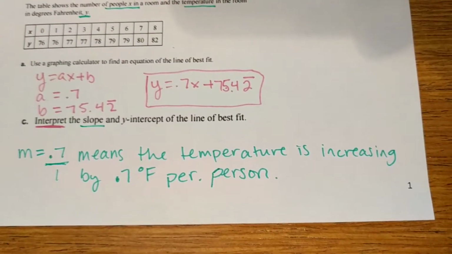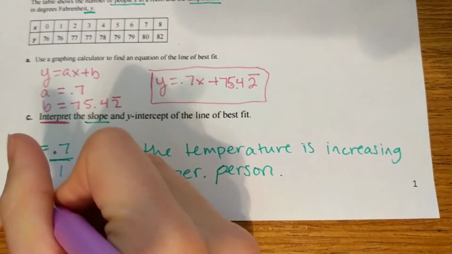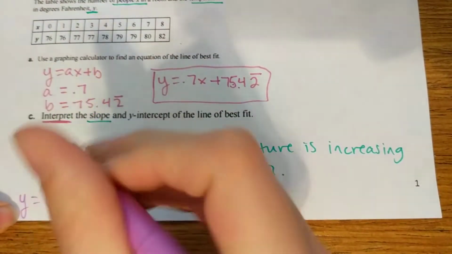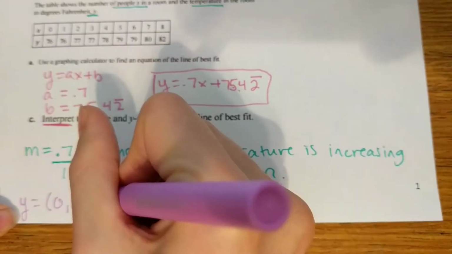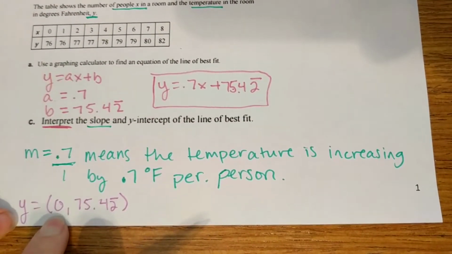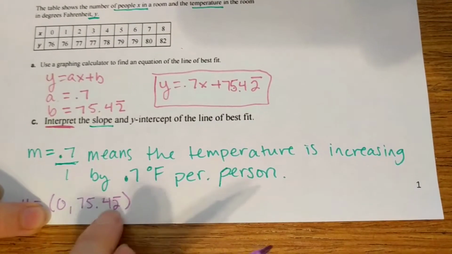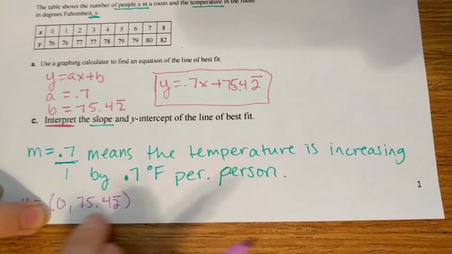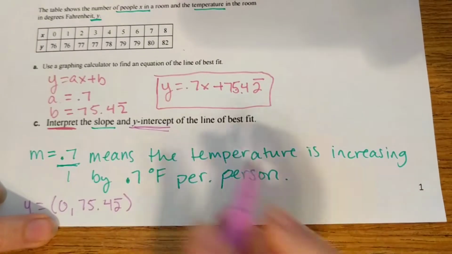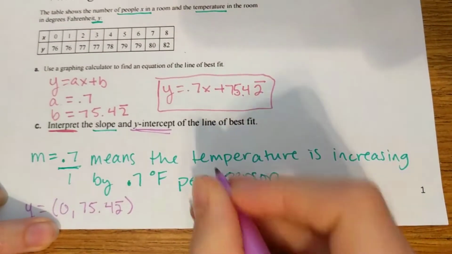Then when we look at our y-intercept, it's important to remember that our y-intercept is a point. So it would be (0, 75.42). The 0 is the x, which is the people. So when there are 0 people in the room, y, our temperature, was 75.42 degrees. What that means is that at the beginning, it started at 75.42 degrees.